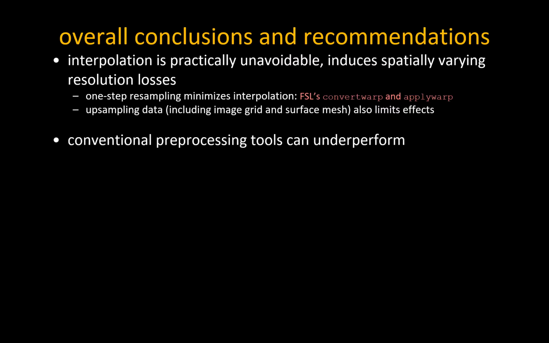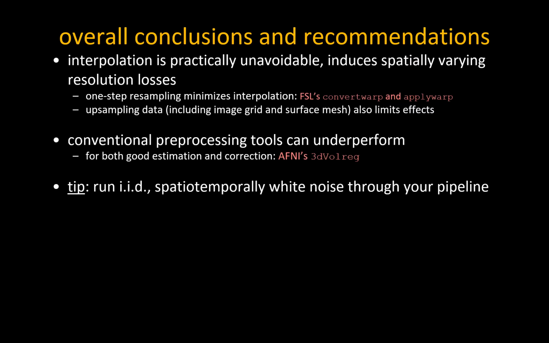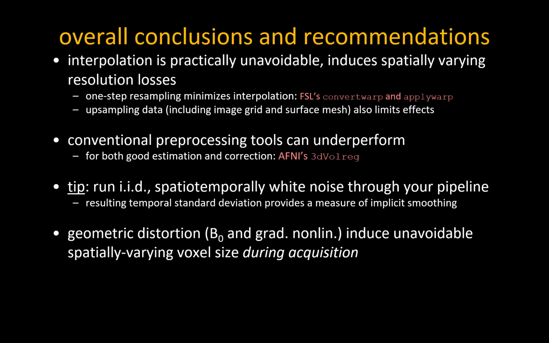Conventional preprocessing tools underperform. They're made for conventional data. I think that's fair, but we just need to be mindful of this. I like AFNI. You can get McFlirt to work with the proper flags. One tip, as I mentioned: run spatiotemporal white noise through your pipeline and examine how much blurring you're imposing. It's pretty simple. The resulting temporal standard deviation provides you with some measure of your smoothing. So I think this is a really simple approach.